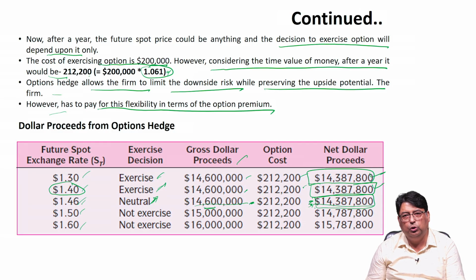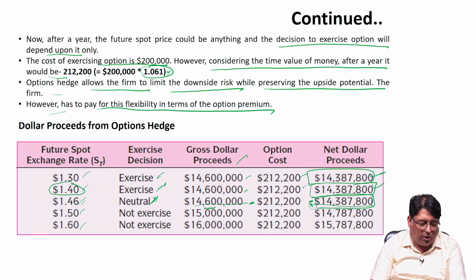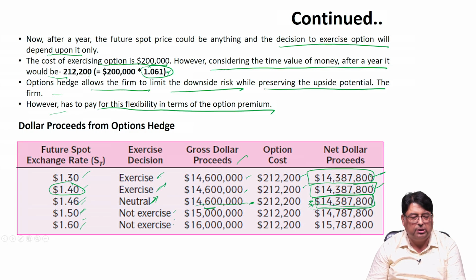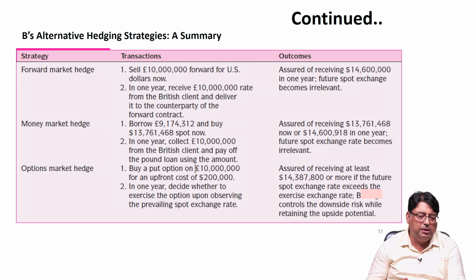So, whether to use the option or not, once the firm has taken the option, there will be this amount of constant cash flow. Now, here in this case, there will be no exercise of the option because the firm will be benefiting by using the spot rate. Now, let us see the summary of alternative hedging strategies, that is forward, money market and options.